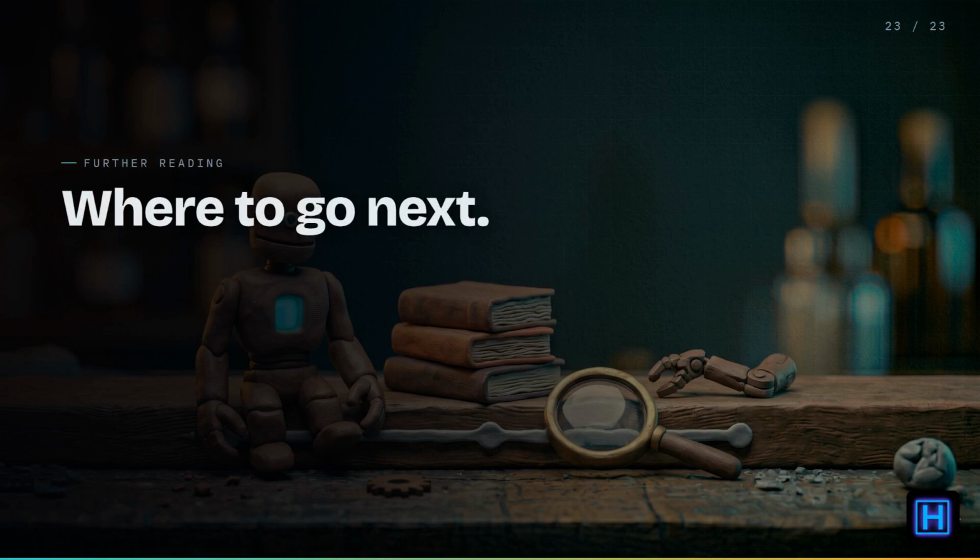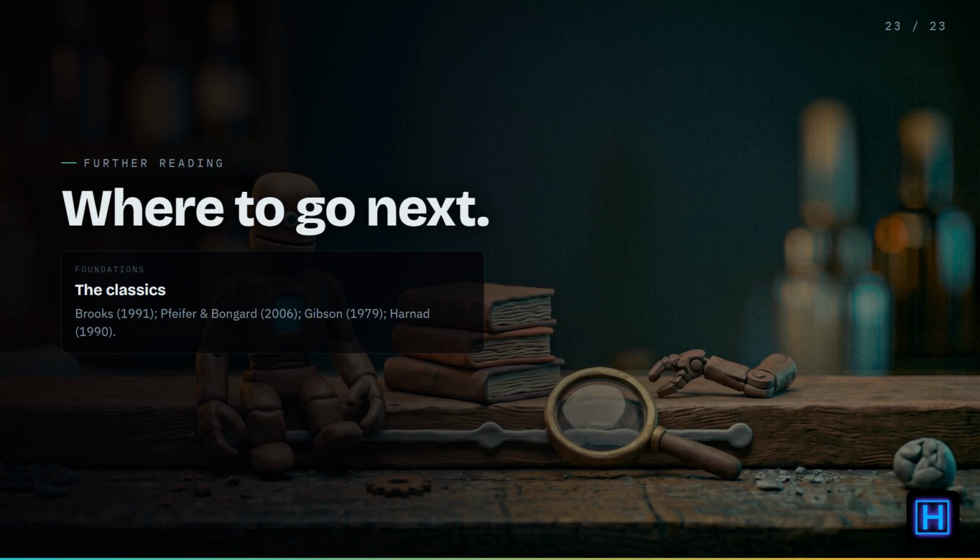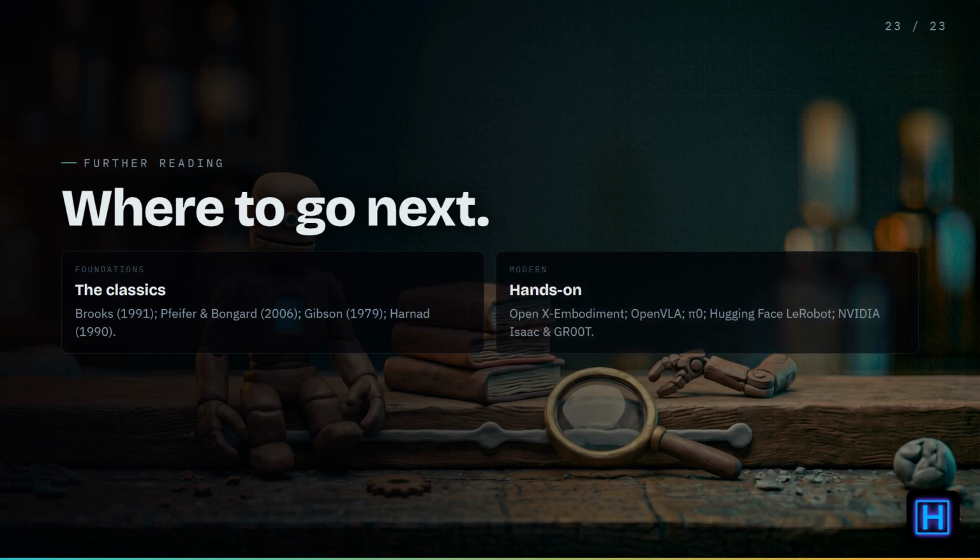Where to go next? Foundations: Brooks 1991, Intelligence Without Representation; Pfeifer and Bongard 2006, How the Body Shapes the Way We Think; Gibson 1979, and Harnad 1990, Affordances and the Symbol Grounding Problem. Modern and hands-on: Open X-Embodiment 2023, cross-embodiment data and RT-X; OpenVLA 2024, and Pi 0 2024, open vision-language-action models; Hugging Face LeRobot docs and datasets, the SO-101; NVIDIA Isaac and GR00T, simulation and humanoid foundation models.